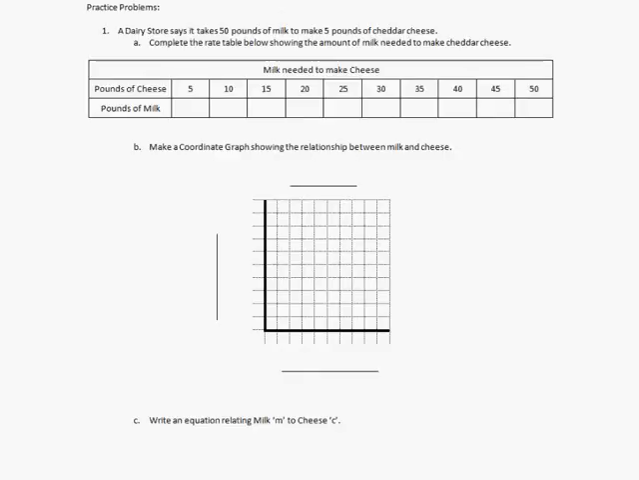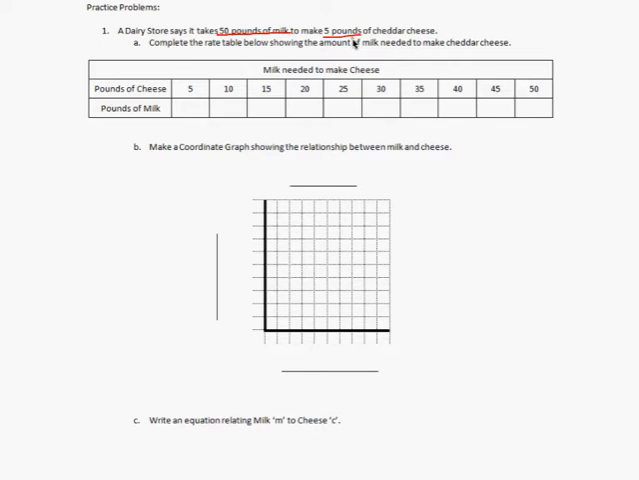Let's look at some practice problems. Sorry, it's small. Try to fit it in all on one screen. So make sure you hit full screen if you can't see it very well. So, number one, a dairy store says it takes 50 pounds of milk to make 5 pounds of cheddar cheese. Complete the rate table below showing the amount of milk needed to make cheddar cheese.